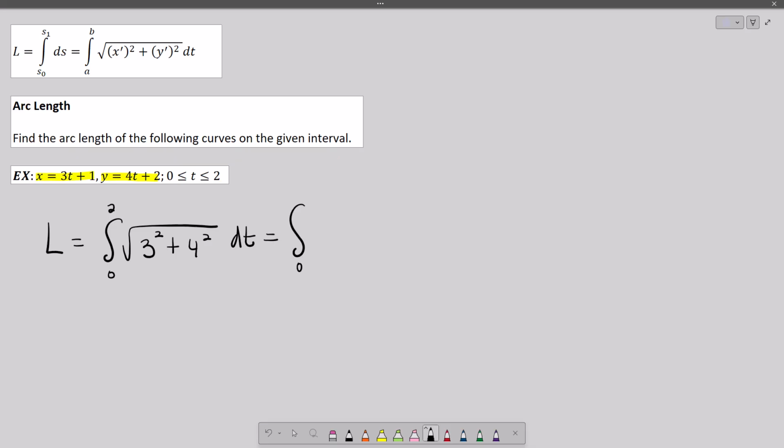So this integral will go 0 to 2. Oh, 9 plus 16 is 25. Square root of 25 is 5. So this is 5 multiplied by the integral from 0 to 2 of dt, which is 10. Because the integral 0 to 2 of a differential is the length of the interval. So integral 0 to 2 of dt is just 2. When you integrate a differential, the result is the length of the interval. So that is our arc length.